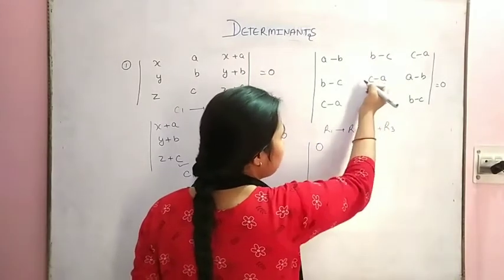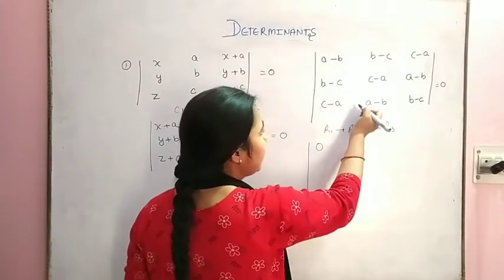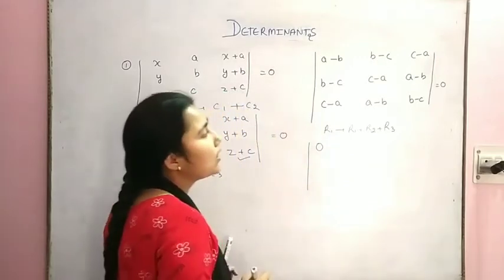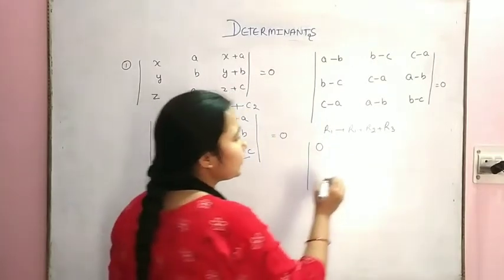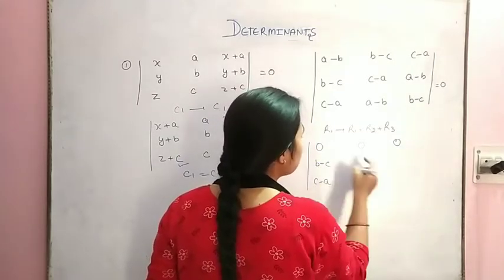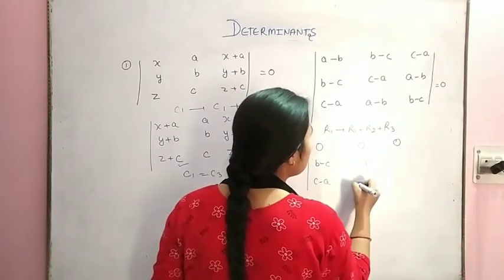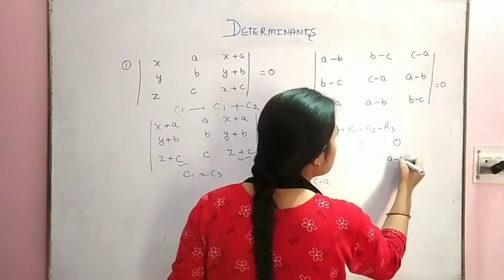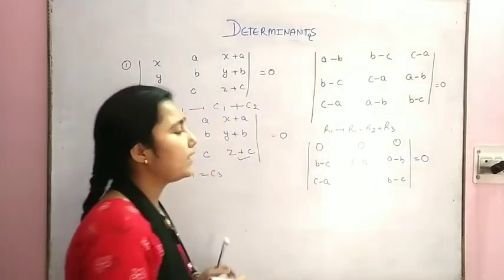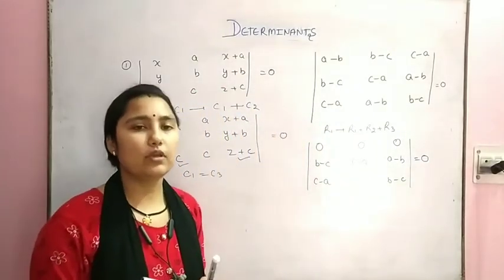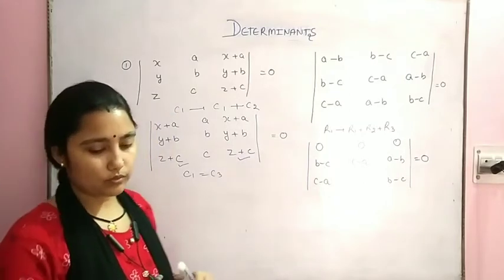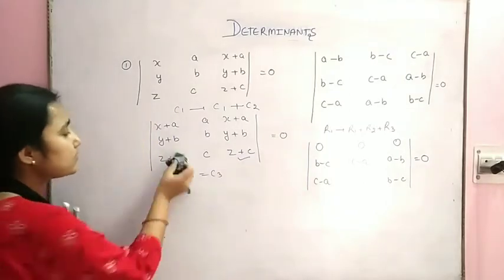Similarly, here there is negative C and positive C, negative A and positive A, and negative B and positive B. We get 0 again if we add all three elements of R1, R2, R3. Similarly, we get 0 here, and the remaining are the same. So the first row is completely 0, and we can say the value of this determinant is equal to 0. We know that if any row or column has all entries equal to 0, then the value of the determinant is directly equal to 0. Now come to the next.